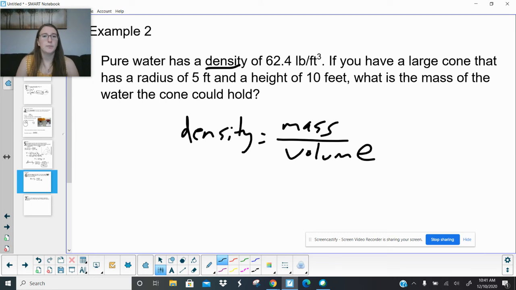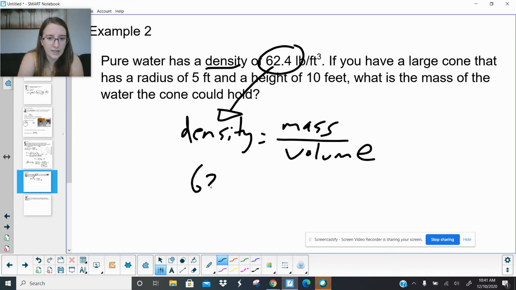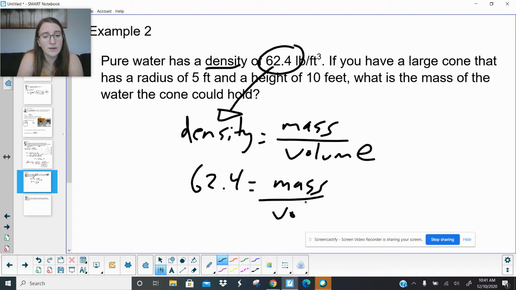Let's keep reading. Pure water has a density of 62.4 pounds per feet cubed. This is just the weird units for density, but don't worry about it. But let's actually pause here. This is the density. Where should this go in the formula? In density, right? So this is going to get plugged in here. They're giving us the density. So I'm already going to go ahead and rewrite that. This is very important that we see that they have given us the density already.